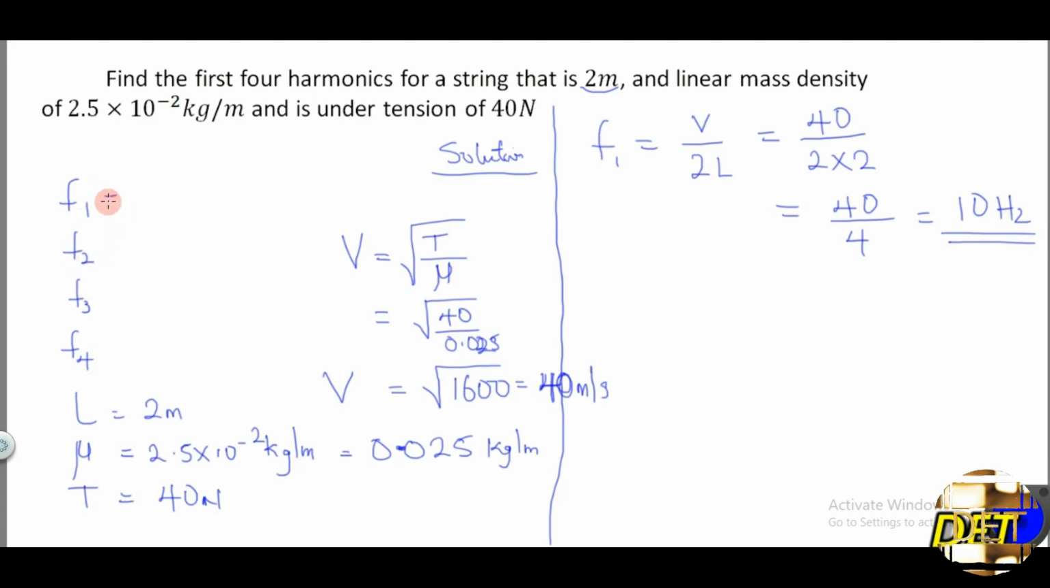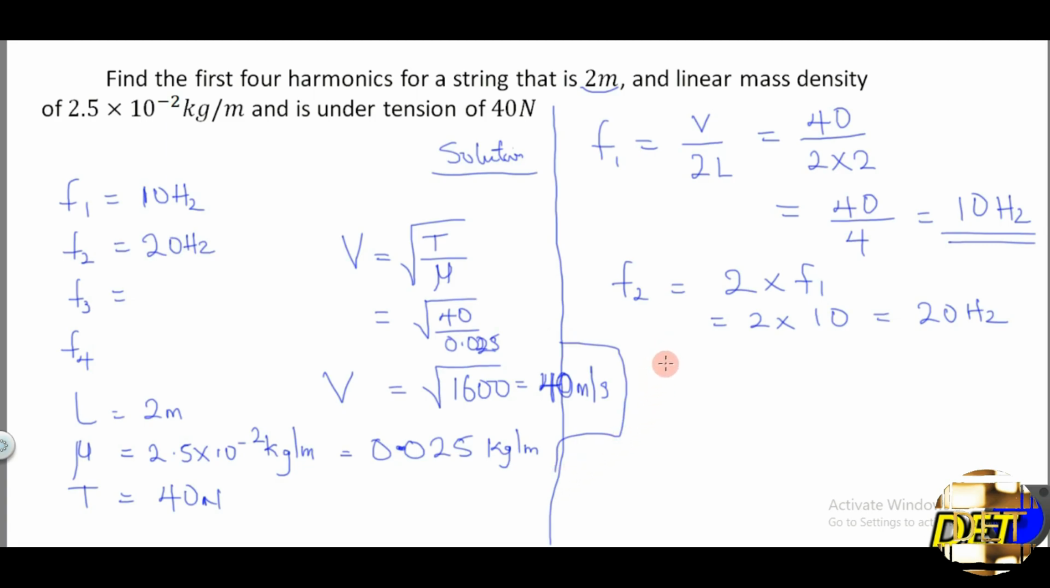So my second harmonic, so this is equal to 10 hertz. So my second harmonic, F2, will be equal to 2 times my F1. My F1 is 10, right? So that will be equal to 2 times 10, which is 20 hertz. So my second harmonic is equal to 20 Hz.